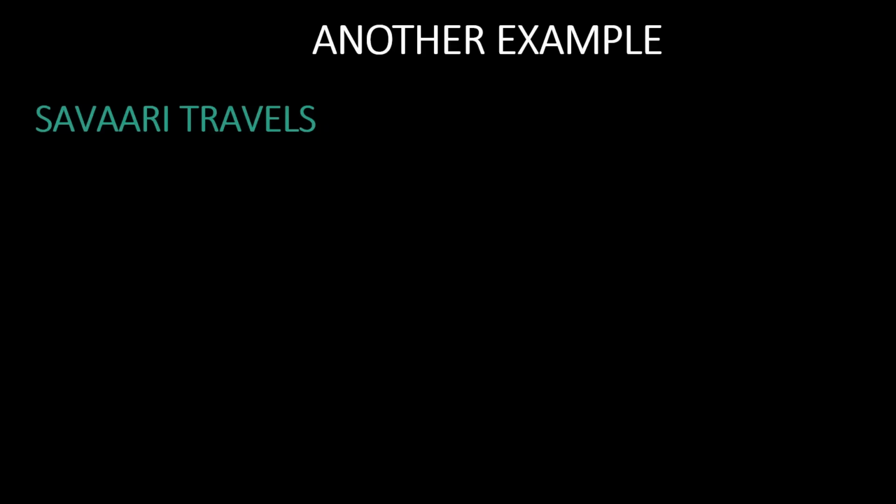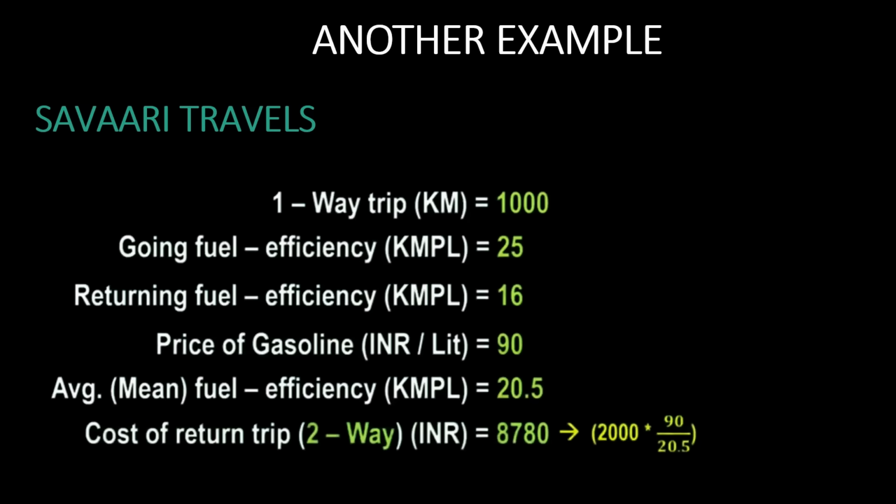Let's take another example. Let's say you are running a travel company called SavariTravels.com and you provide transportation services to your customers. So let's say your customer has booked a trip with you and the place is about 1,000 kilometers. So you take the customer to that place and then you bring him back. So fuel efficiency while going to the place is about 25 kilometer per liter, and while coming back you got caught in traffic for most of part of your travel and your efficiency reduced to 16 kilometer per liter. And let's say the price of gasoline is about 90 rupees per liter.